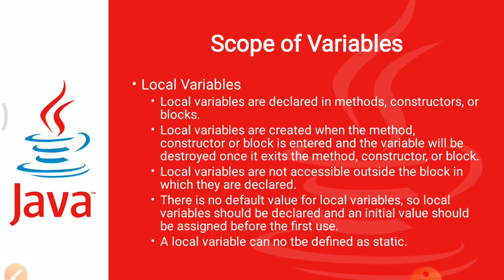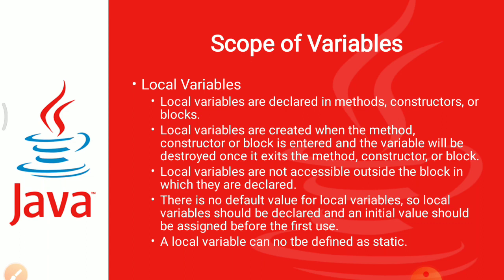So what is a local variable? Local variables are declared in a method, constructor, or a block. We already explained: local variables are created when the method, constructor or block is entered, and the variable is destroyed once it exits the method, constructor or block. Once it has been invoked, it will be destroyed. Local variables are not accessible outside the block in which they are declared, as I already told you. Beyond those curly braces, the local variable will not be used.